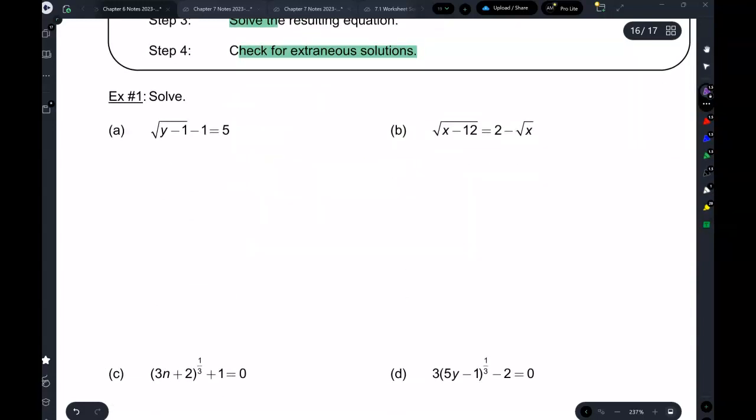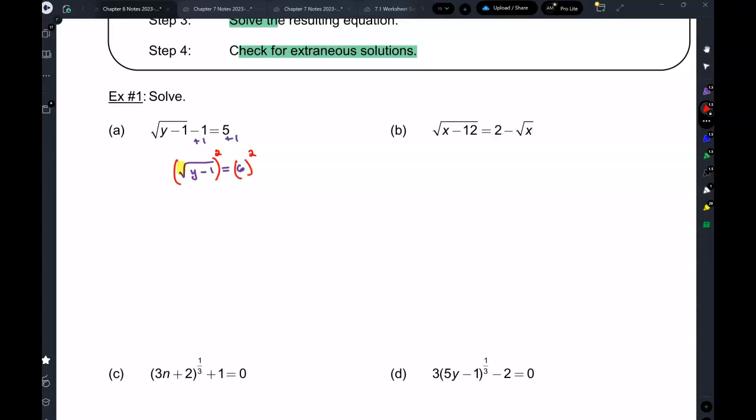So the first step is to isolate that radical. That means I need to bring everything else to the other side. So I'm going to start by adding 1, and that gives me the square root of y minus 1 equal to 6. Now, this is a square root, right? You have to look here at what that number is. And so we know that this is a square root. That means that the index is technically 2, right? So I have to raise it to that same power.